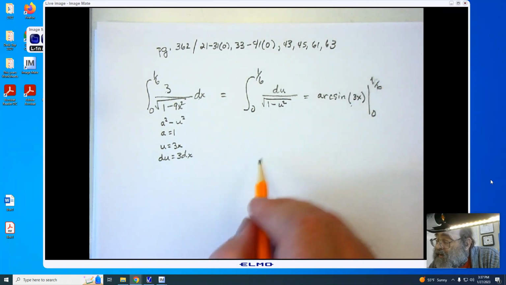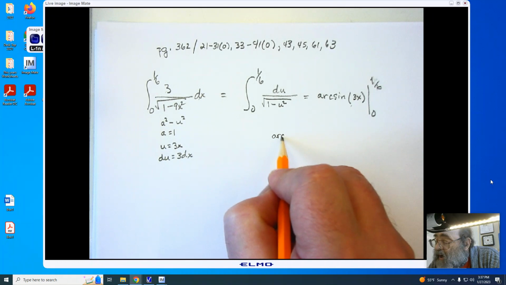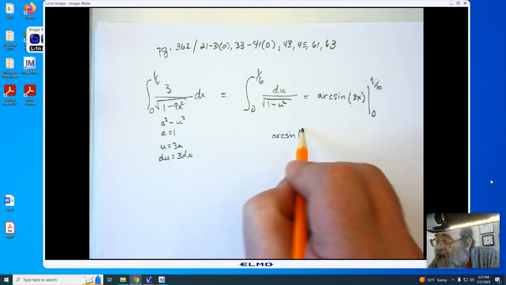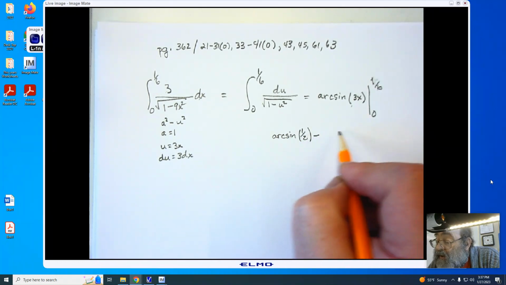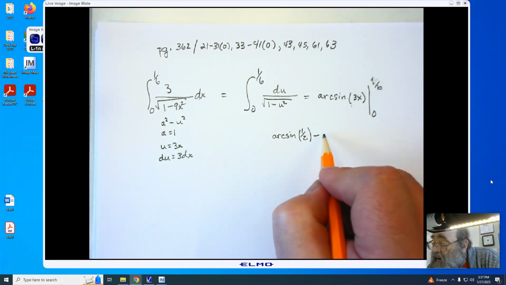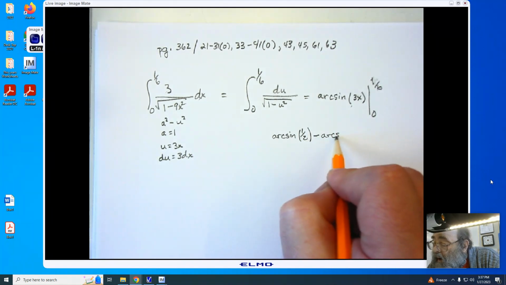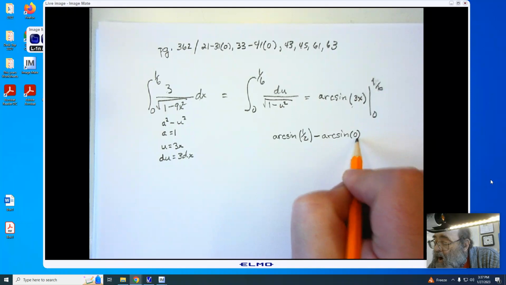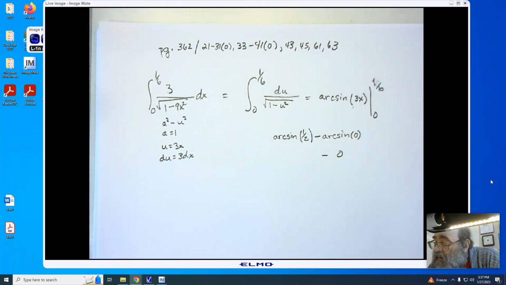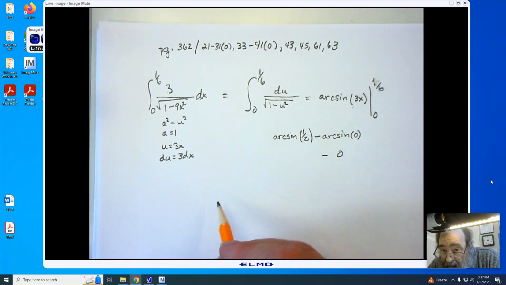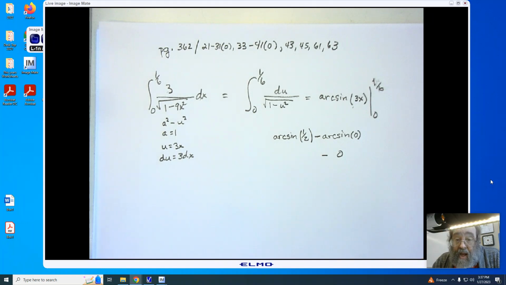And I'm going to put in that 1/6, and you'll notice that I get the arc sine of 1/2 minus, using the fundamental theorem of calculus, the arc sine of 0. Now we know that the arc sine of 0 is 0, and we know that the arc sine of 1/2 is simply when is the sine equal to 1/2 in the first quadrant. Remember, arc sine is only in the first and negative first quadrant, and we are not looking at a negative, so our answer is in the first quadrant.